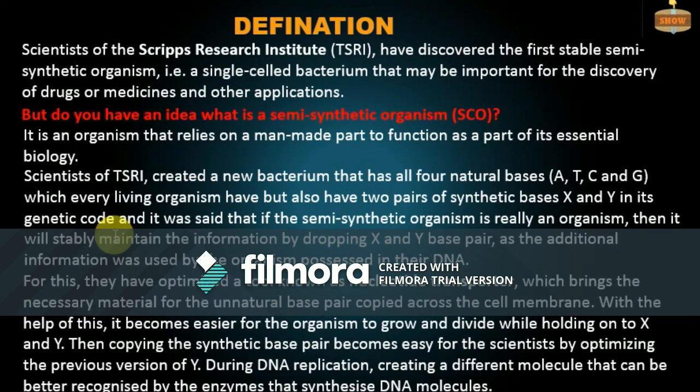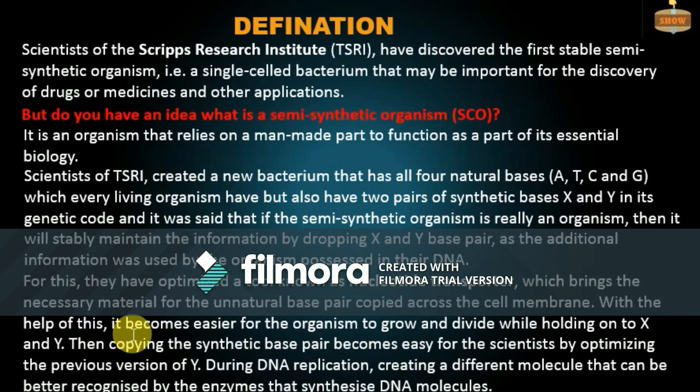For this, they have optimized a tool known as a nucleotide transporter, which brings the necessary material for the unnatural base pair copied across the cell membrane. With the help of this, it becomes easier for the organism to grow and divide while holding on to X and Y. Then copying their synthetic base pair becomes easy for the scientists by optimizing the previous version of Y during DNA replication, creating different molecules that can be better recognized by the enzymes that synthesize DNA molecules.